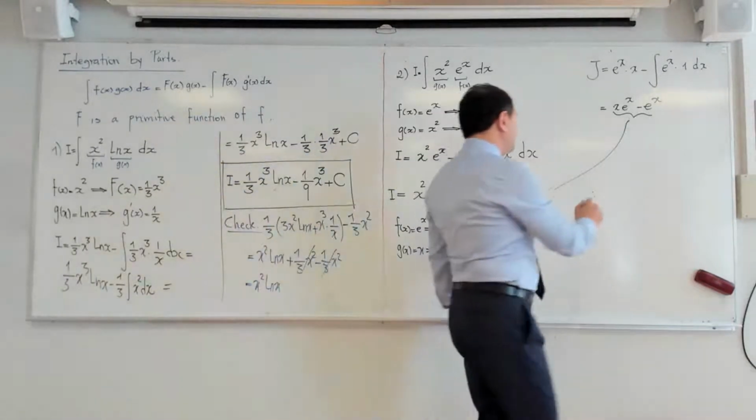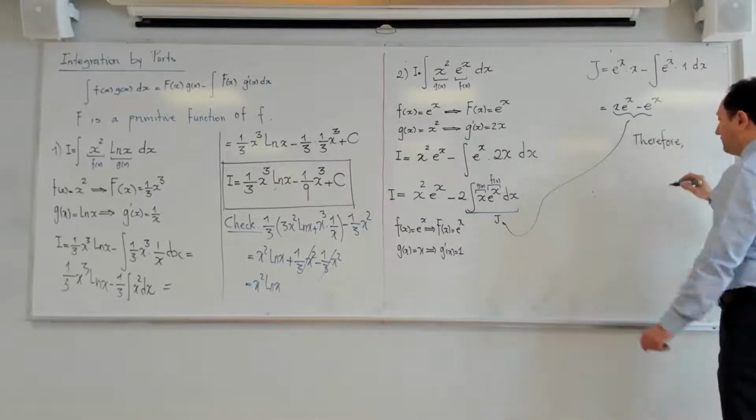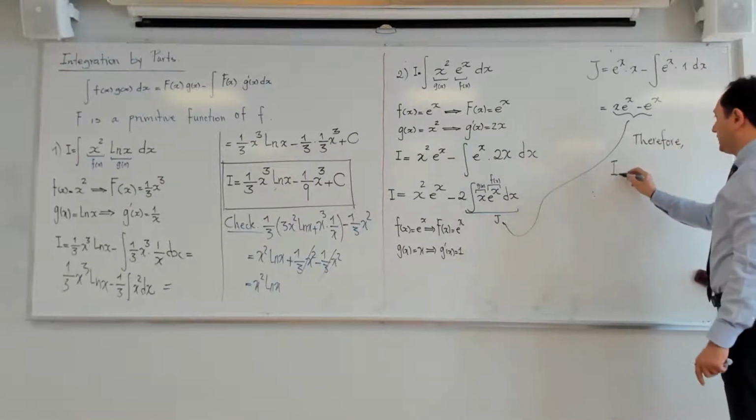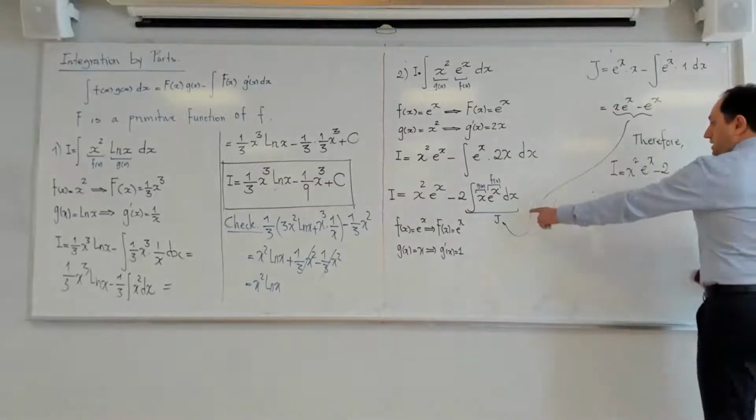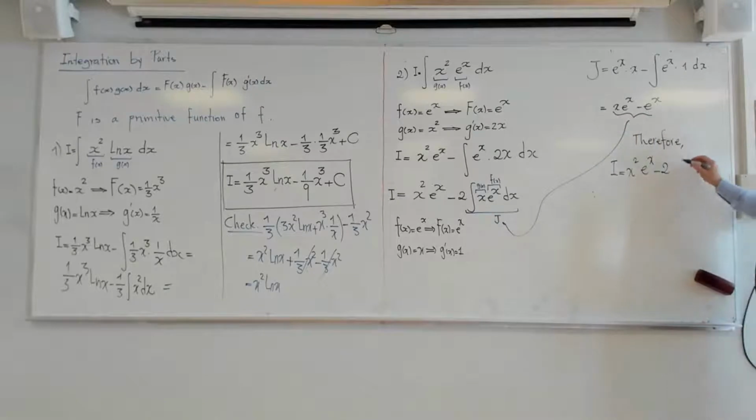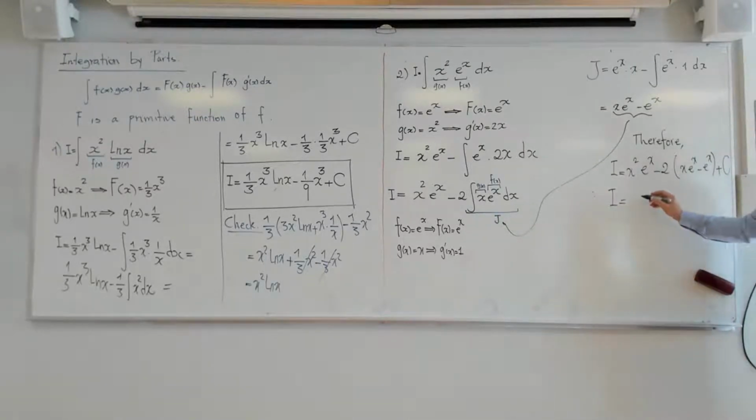So therefore, I is equal to x squared e to power x minus 2 times, instead of j, I plug this in. So it becomes x e to power x minus e to power x, and then I put a constant at the end if necessary. So then I becomes equal. You see, I can factor this. I have e to power x, e to power x, e to power x. So let me just simplify that. I factor e to power x out.